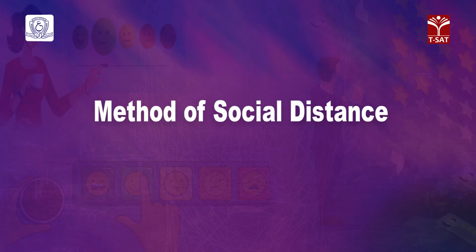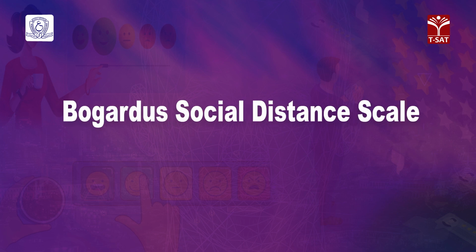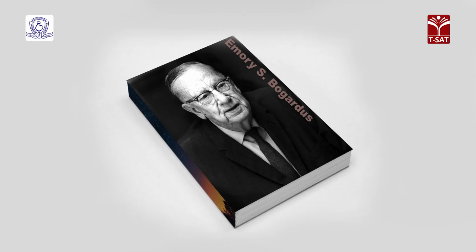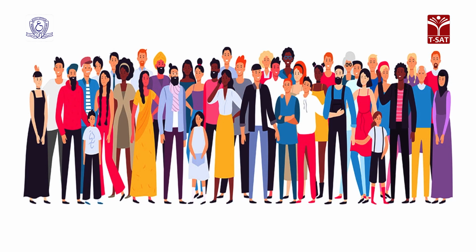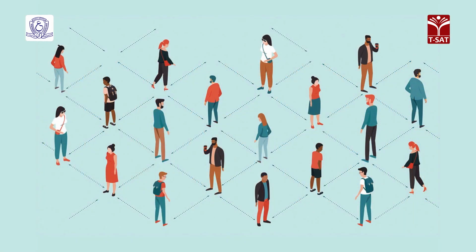Especially since they are adjectives, they may move towards positive adjectives. So, this brings us to yet another scale, the method of social distance. We are going to talk about the Bogardus social distance scale. This has been developed by Bogardus and is useful to empirically measure people's willingness to participate in social contacts of varying degrees of closeness with members of diverse social groups such as racial groups, ethnic groups.